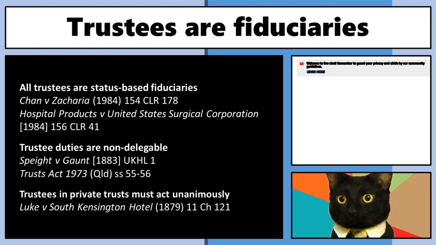You would have learned about fiduciary duties. Fiduciary duties sound familiar? Hospital Products. Hospital Products is about creating fiduciary duties on the facts when otherwise they wouldn't apply, for example, joint ventures. There are, however, status-based fiduciaries. What are some examples? Maddie, what's an example of a status-based fiduciary?